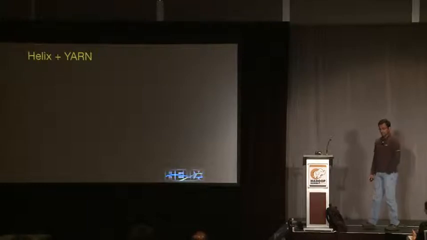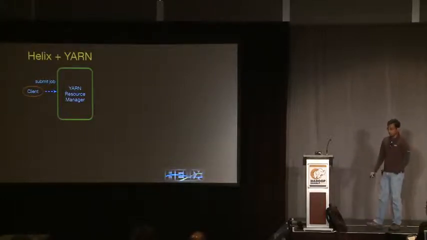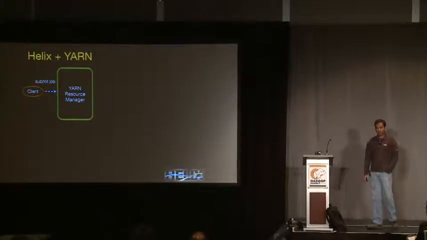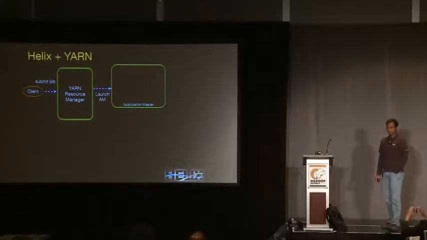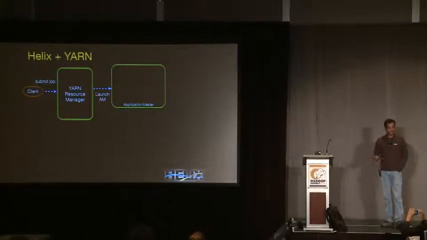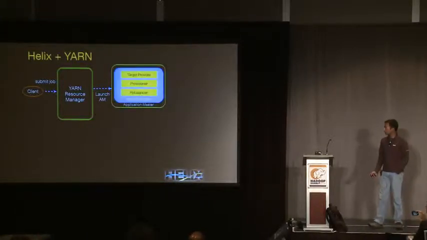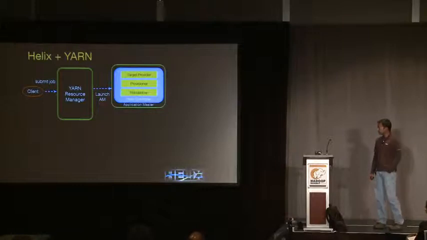Now let's put this together with YARN. How does it work when you have this configuration, and how does it work with YARN? The client simply submits, this is the YARN job launcher. You submit the job to the resource manager. You give the configuration to this client, and YARN launches the application master. Now without Helix, one would have to write this application master. But with Helix, all we do is start up the controller in the application master. That plays the role of a generic application master.